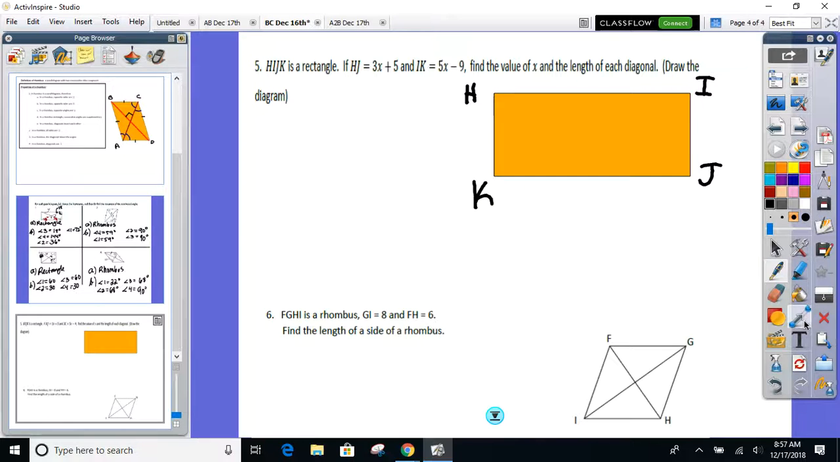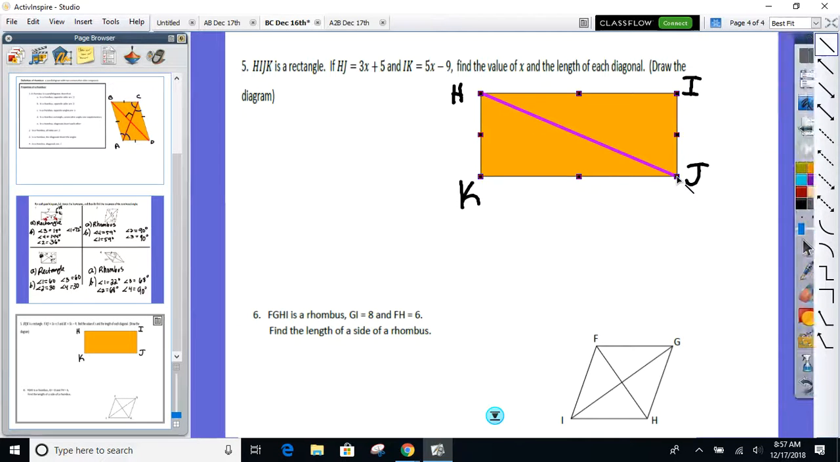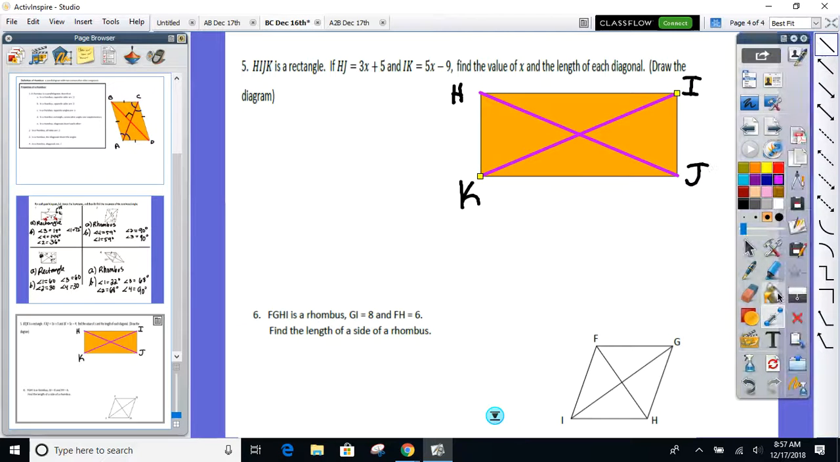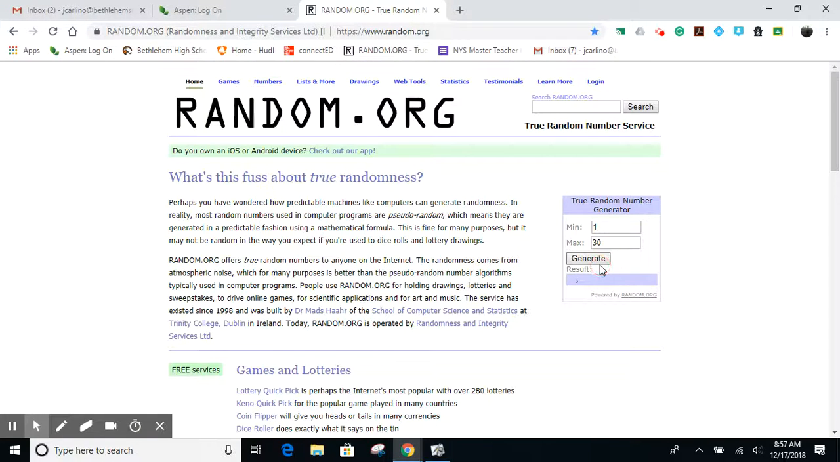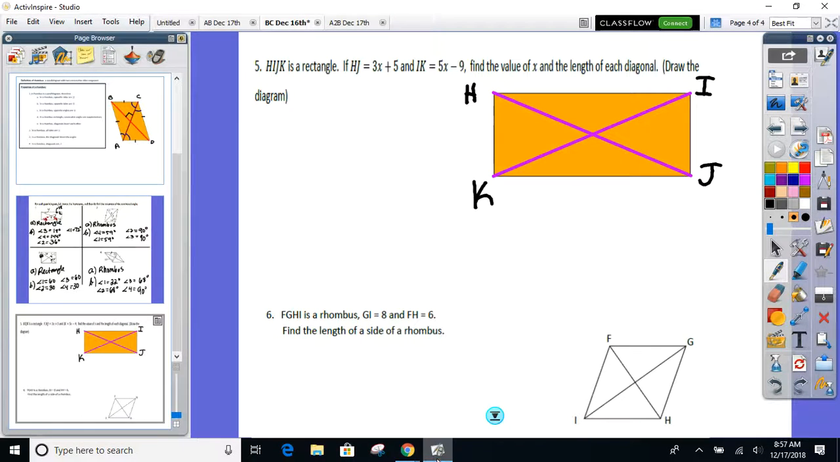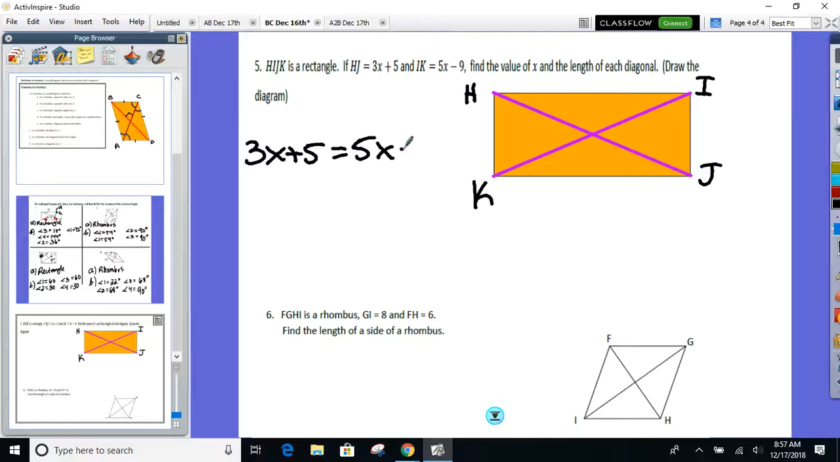What is HJ in this problem? Oh, that's a diagonal. All right, better start looking at the properties. And then IK is also a diagonal. So if we need to look back, diagonals of a rectangle. What do you want to throw out at me here? They are congruent in a rectangle. Yes, so that tells me 3x plus 5 equals 5x minus 9. I'll let you guys go to work on the algebra.